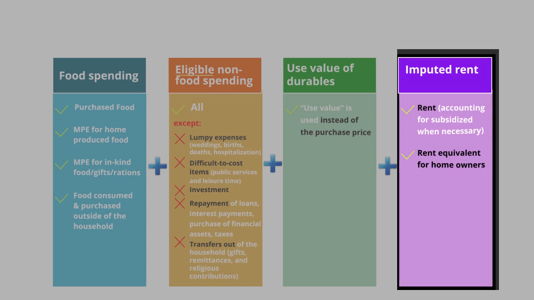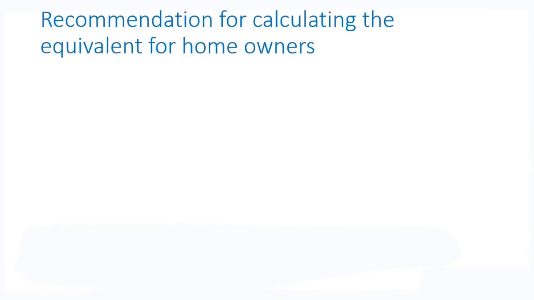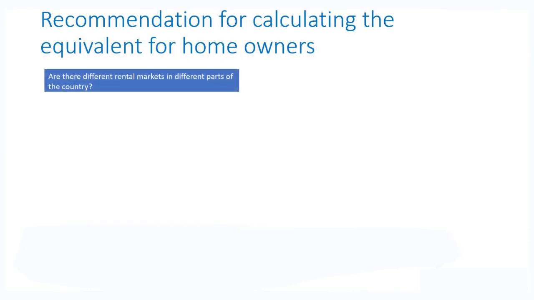We have this flowchart here which summarizes the process. Since there are no universally perfect places for few renters, this is our recommended approach. We ask the analysts to ask 3 questions. Are there different rental markets in different parts of the country?